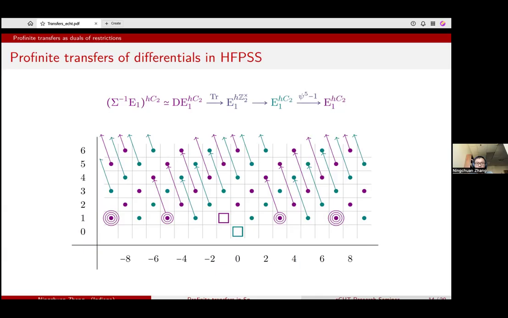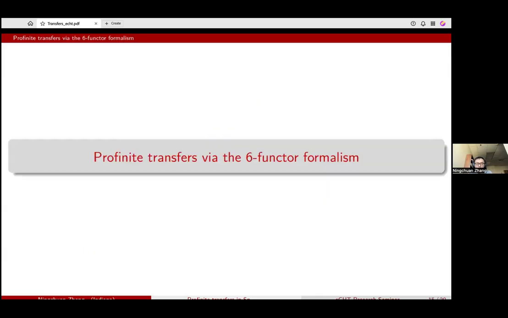Yeah, so in the last part, I want to switch gears to a more formal definition of profinite transfers via the six-functor formalism. As nice as the results I was describing earlier, it's still kind of an ad hoc definition. We're just saying, oh, let's just take the dual restriction and see what happens. And yes, there are some nice results, but classically for finite group G equivariant homotopy theory, the transfer maps can be defined more functorially.